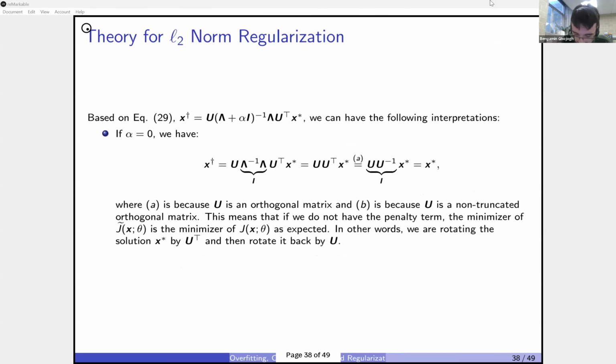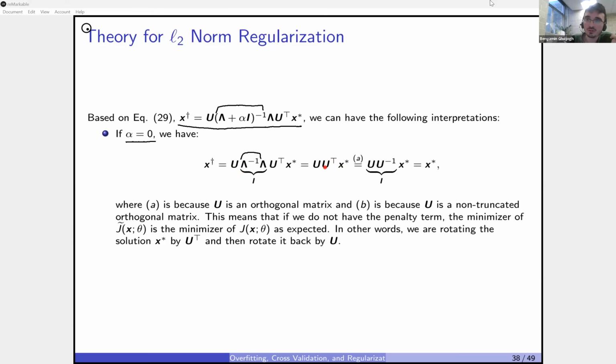So we had this X dagger. Now we can have the following interpretations. If alpha equals 0, what happens? It means that there is no penalty term, right? Set alpha to 0, then we'll have lambda inverse only, rather than this term. Lambda inverse lambda becomes I, so we'll have UU transpose X star.